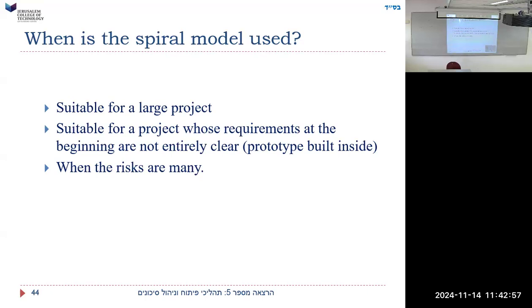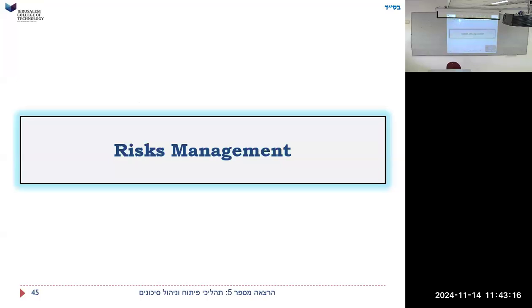Why do we build prototypes? Why does anybody build prototypes? Airplanes, most things. It's just to make sure that we all understand what we're doing. So if things are not clear, then we want to build a prototype. It's also good when there are many risks. We want to constantly check: are we breaching the amount of risk that we want to take? All right, so what is risk management?